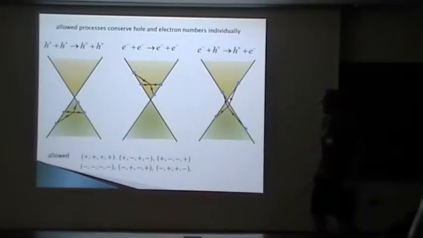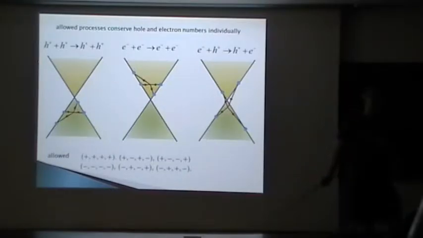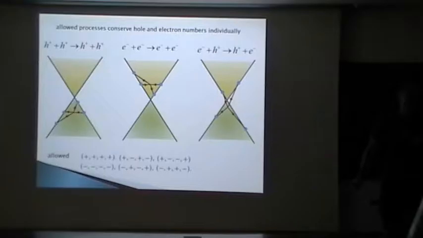Can I ask a quick question? Sorry to interrupt you. So did you include the pseudo spin as well? Because that will give some more selection rules. For scattering, no, you don't, because the Coulomb interaction will not allow you to scatter between different values. So it won't matter. No, it won't matter.